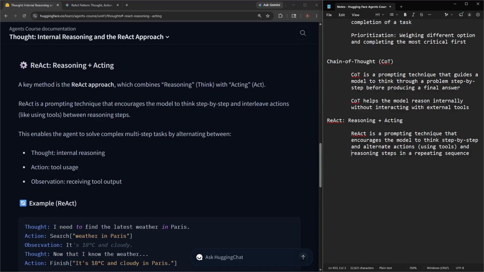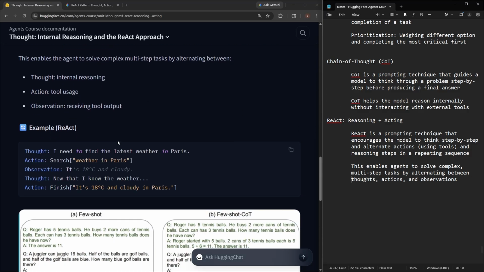I understand that. I hope you do too. All right. This enables agents to solve complex multi-step tasks by alternating between thoughts, actions, and observations. There we go, because we know what those are.